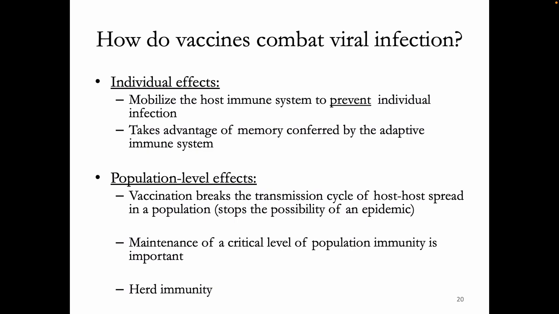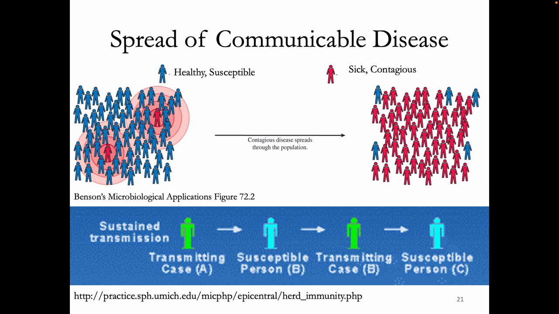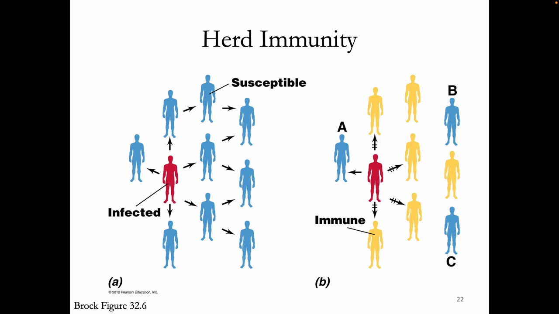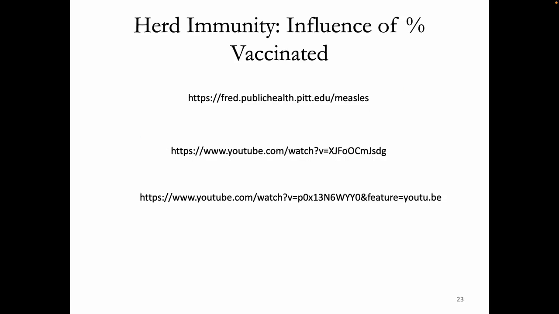And it really is something that requires a particular level of immune responses in the population. And so the percent of people in a population who are vaccinated or who are protected are really important for herd immunity to work out. And so here you can see that. I think that, honestly, the idea of spread of a communicable disease is pretty well understood by the population at this point. And here as well. So I want to show you two examples of how herd immunity can change with the percent vaccinated.